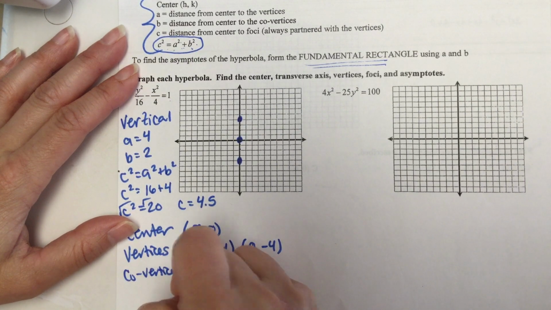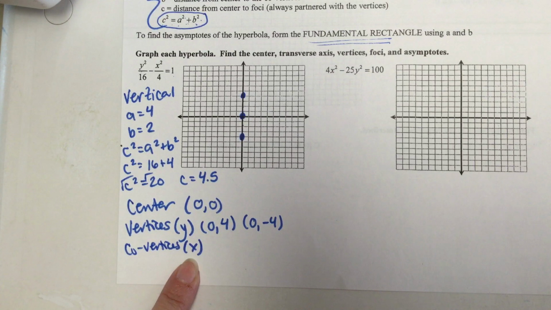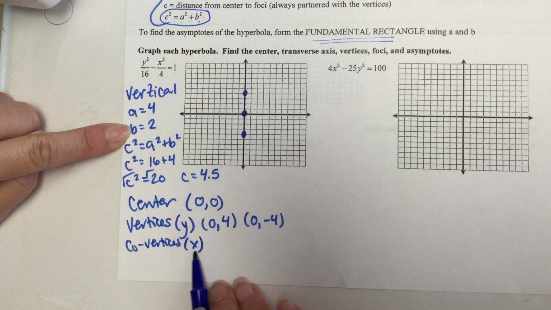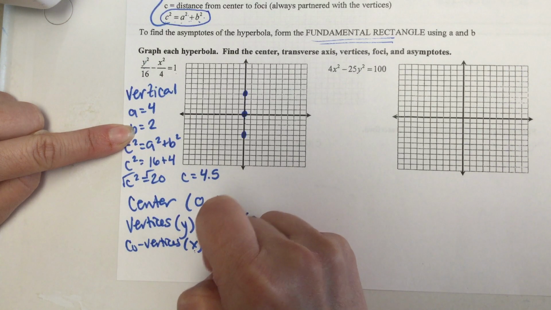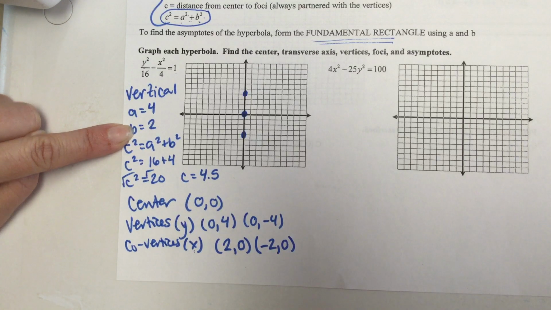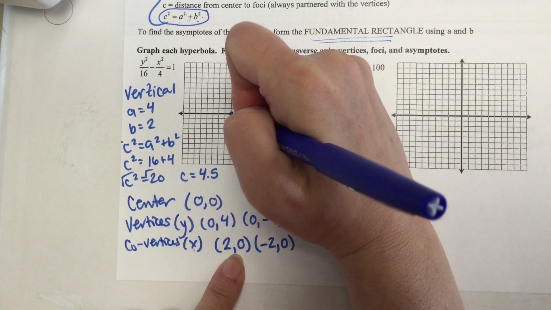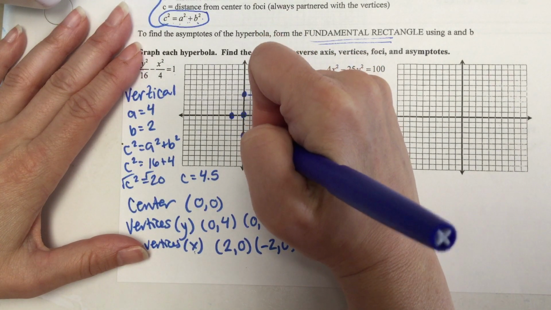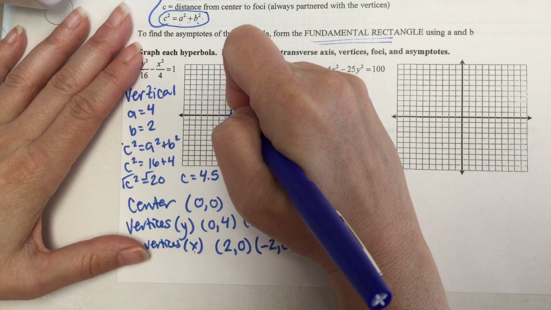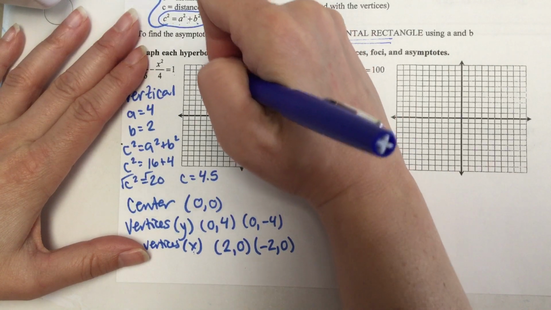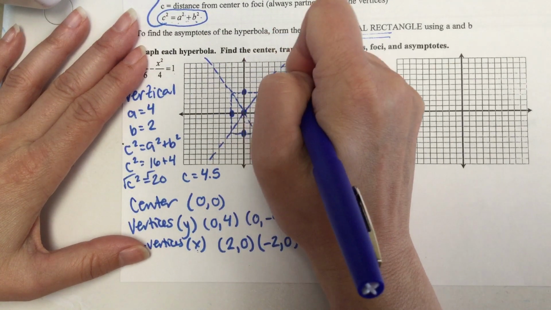Your co-vertices, because the vertices are Y, that means the co-vertices are X. Your co-vertices always go with the B value. So I'm going to take the X value from the center and add and subtract B. So 0 plus 2 is 2, you leave the Y the same. 0 minus 2 is negative 2, leave the Y the same. So I go to the right 2, go to the left 2. Once you have your vertices and your co-vertices, go ahead and make your fundamental rectangle, just like a dotted rectangle. Now from there, you go from corner to corner through the center and extend it. Those are your asymptotes. Those are the hot lava lines.